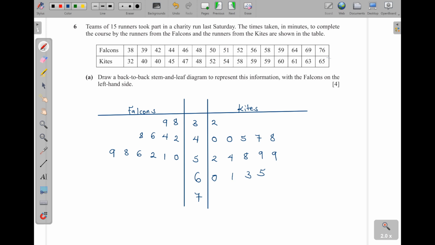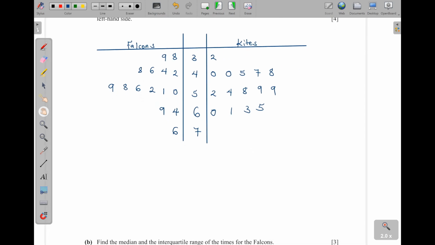Then next, we go to the 60s. They are just 2, 64, and 69. So we write a 4, and then a 9 here. And then lastly, there is 76. So we shall put a 6 here. And then after that, we are going to write a key that represents our data.